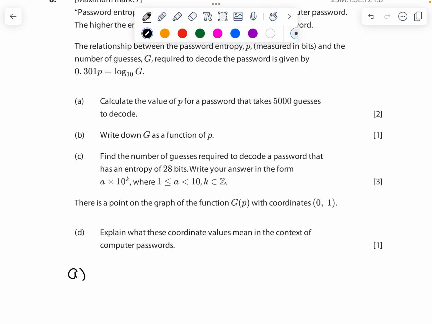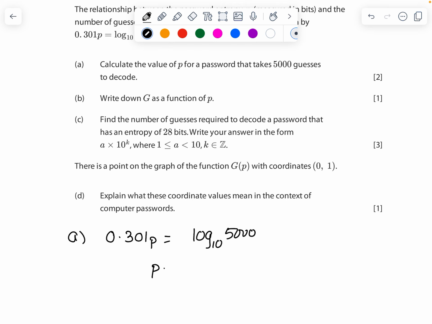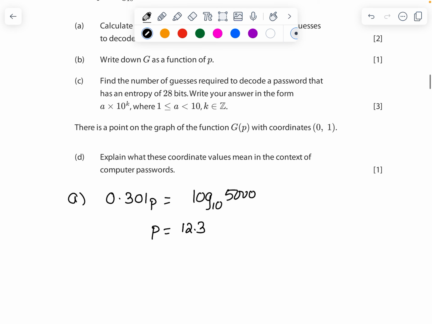So what am I going to do? 0.301p should be equal to log base 10 of 5,000. So use the GDC, and you should get the value of p as 12.3. Write down g as a function of p. So 0.301p equals log base 10 of g. So converting the logarithmic form into the exponential form, g equals 10 to the power of 0.301p.